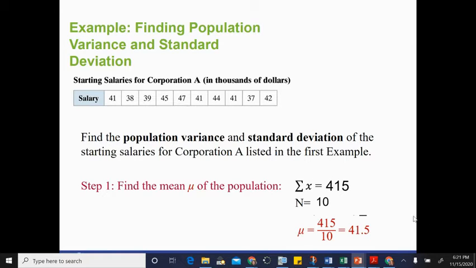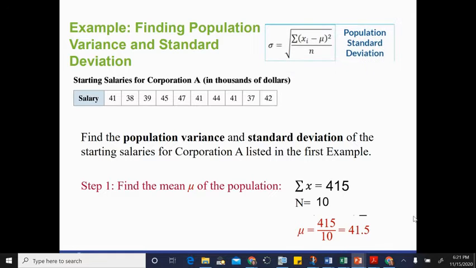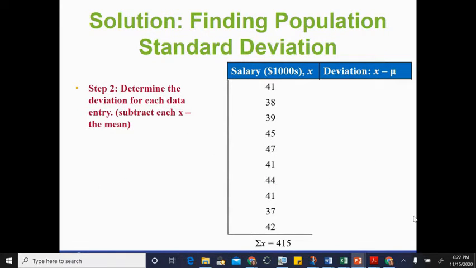That's the next step. So step 1, find the average. Step 2, subtract. So these were all the answers, right? So now that we know our average is 41.5, we're going to do each of these minus the average. So 41 minus 41.5.